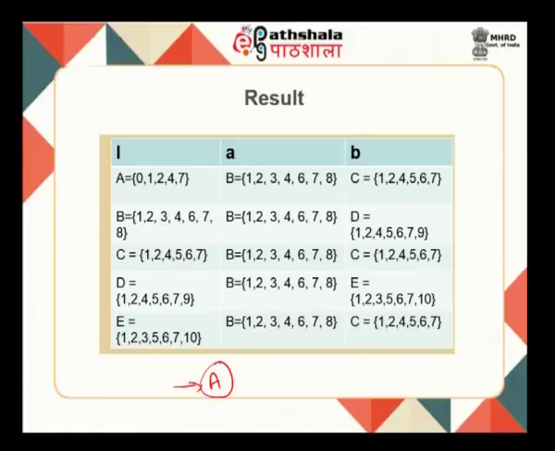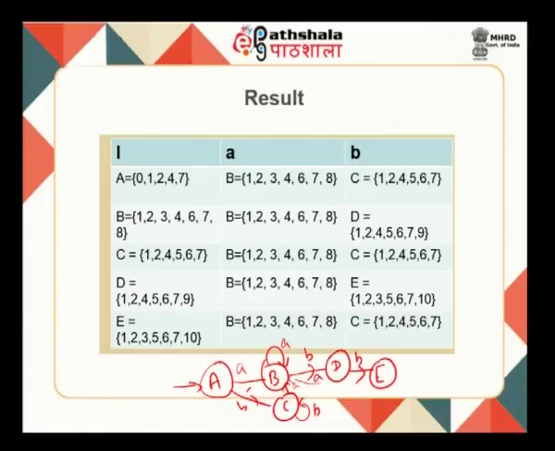A is my start state, because that is what we started with. A on A goes to B, B on A stays here, A on B goes to C, B on B goes to D. C on A goes back to B, and C on B goes to C. D on A goes back to B, and D on B goes to a state called E. E on A goes back to B, and E on B goes back to C.